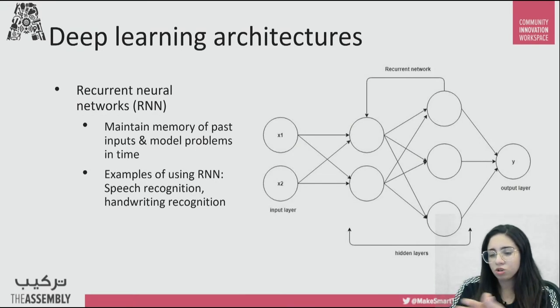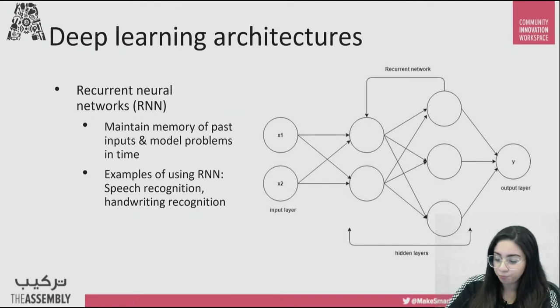So, and it's called recurring for that reason. You can see the arrow over there. So yeah, this is an advantage because you can maintain a memory of the past inputs and not only model the end time thing, but you could also maintain a memory. And this is commonly used mainly in speech recognition and hand recognition, the RNNs.